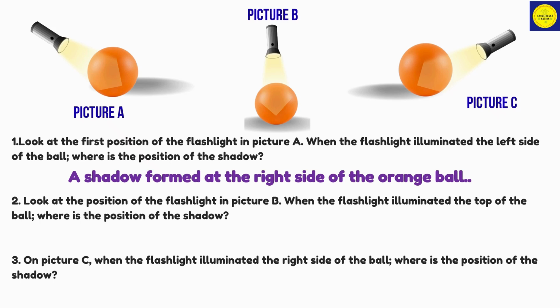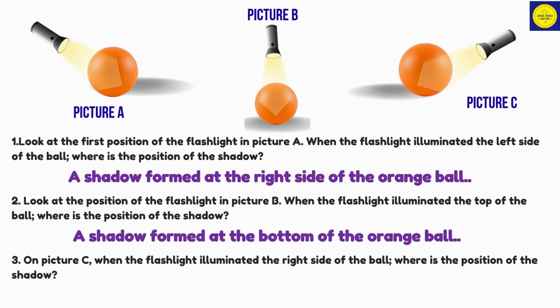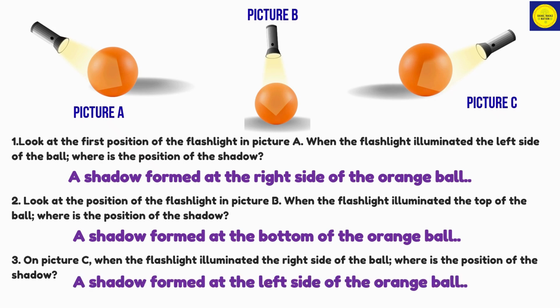Question number 2. Look at the position of the flashlight in Picture B. When the flashlight illuminated the top of the ball, where is the position of the shadow? A shadow formed at the bottom of the orange ball. Third question. On Picture C, when the flashlight illuminated the right side of the ball, where is the position of the shadow? A shadow formed at the left side of the orange ball.